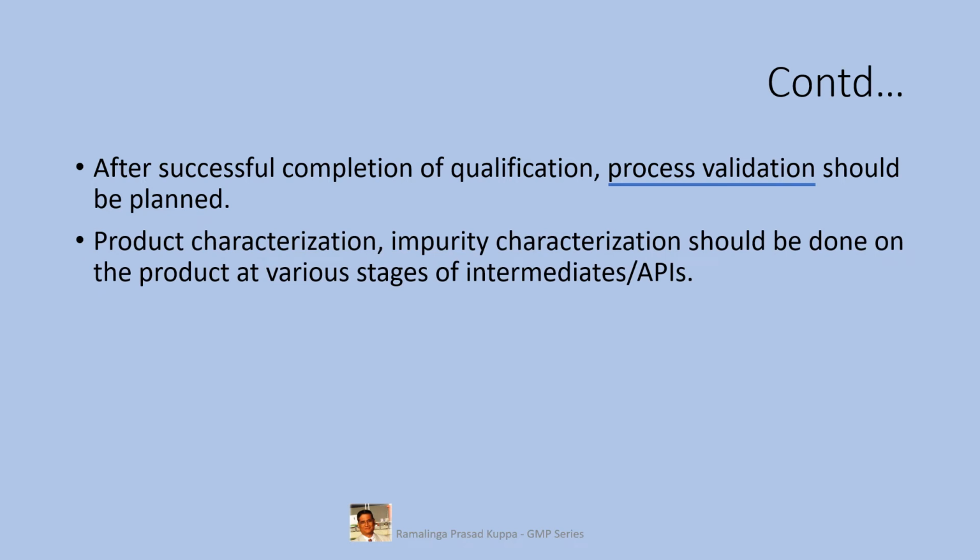Product characterization and impurity characterization should be done on the product at various stages of intermediates. This step is required to establish the identity and characteristics of the product, intermediates, and impurities generated in the process. This is more important if the product is unique and no standards are available in the open market.